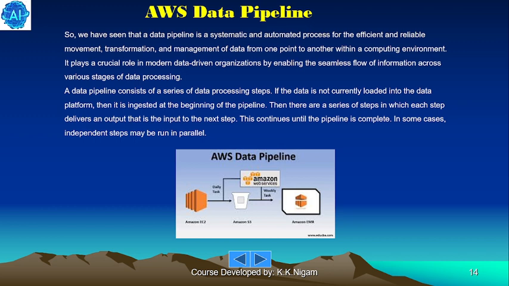If the data is not currently loaded into the data platform, then it is ingested at the beginning of the pipeline. Then there are a series of steps in which each step delivers an output that is the input for the next step. This continues until the pipeline is complete. In some cases, independent steps may be run in parallel.